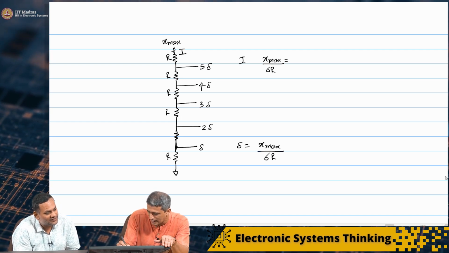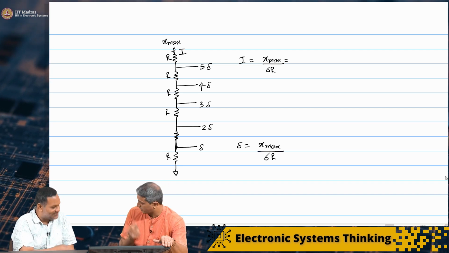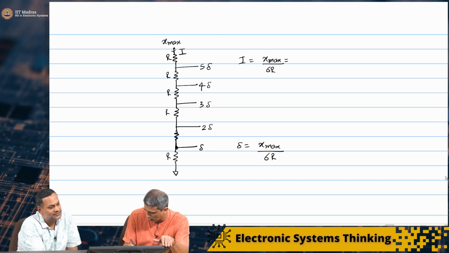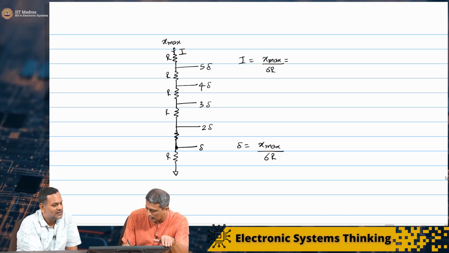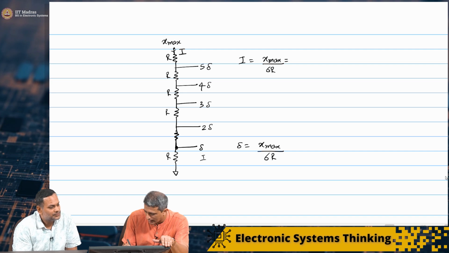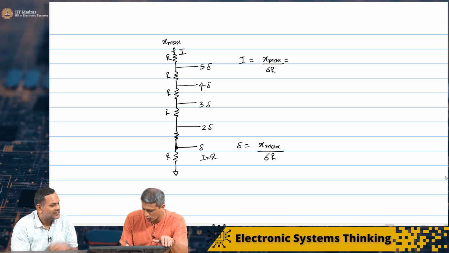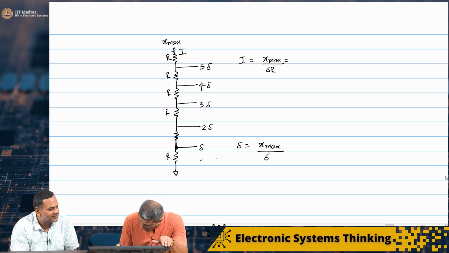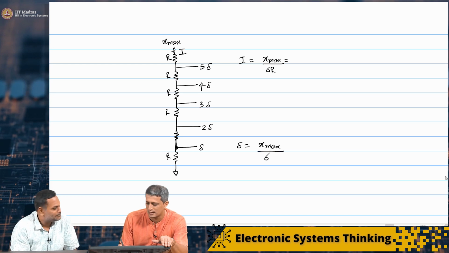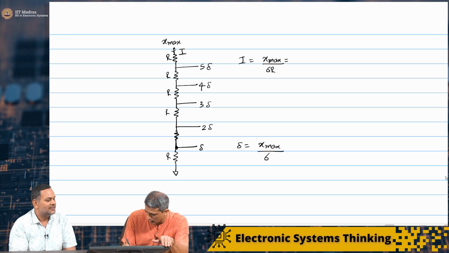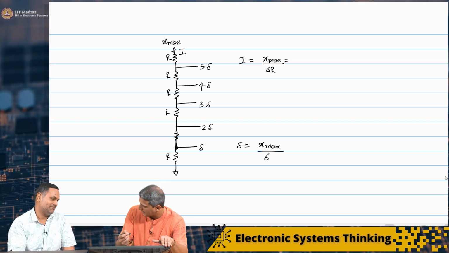And you multiply that by however many resistors it goes through. Since the last one goes through one resistor, it is going to be I into R. So delta will be X max by 6. And 2 delta, you will get X max by 3, and so on.